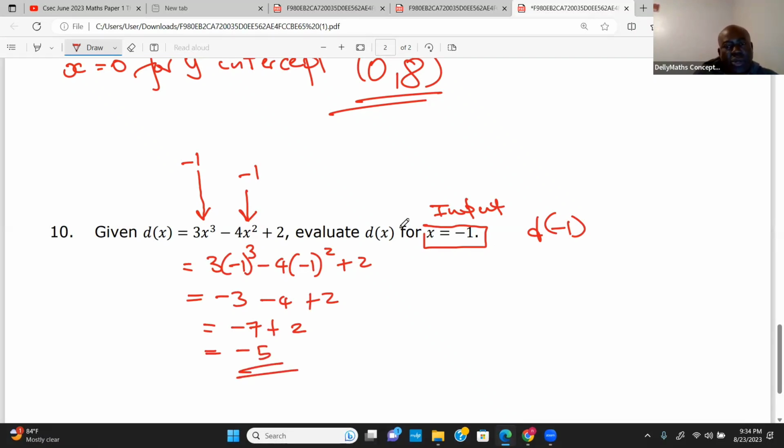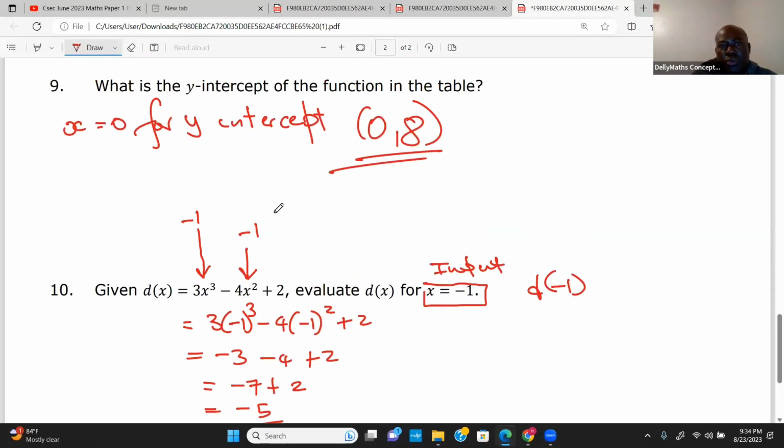There we go. We were evaluating functions. I trust that this makes sense to you.